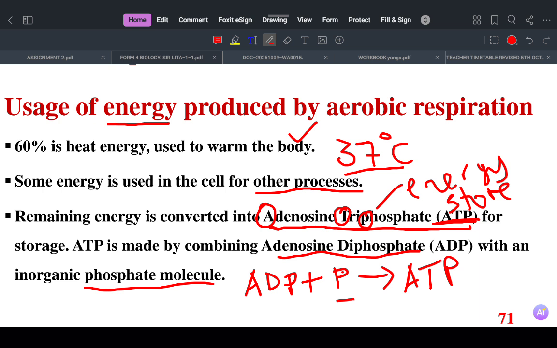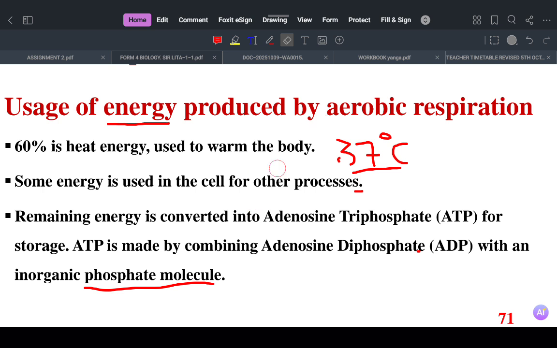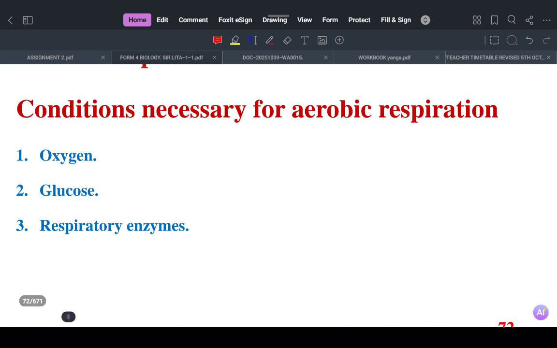So these are the three functions or uses of the energy which is produced during aerobic respiration. Make sure you know all of them, as I always encourage my students to do, so that you can give any two if need be in an exam. It is safe to know all the uses of the energy produced during aerobic respiration so that you can give any two when required.